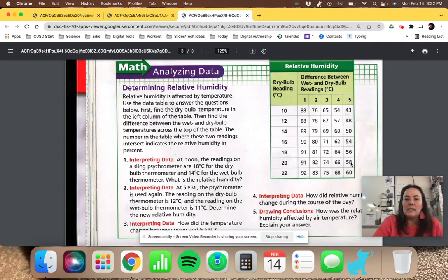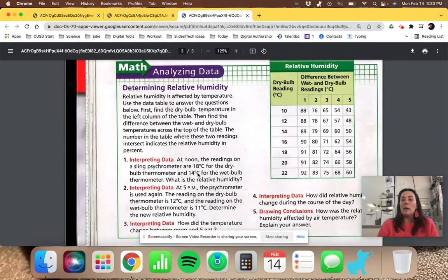So you'll see this analyzing data form, and it gives us some problems. It says, relative humidity is affected by temperature. Use the data table to answer the questions below. The first thing you'll do is you're going to have 2 temperatures. You're going to first take your dry bulb temperature, and it's going to tell us that in the problem. Then we'll have a dry bulb and a wet bulb, placed next to each other. The wet bulb is basically that thermometer that has the wet cloth over it. You put the wet bulb and the dry bulb on this little stick, and then you spin the stick, and the 2 thermometers spin in the air.